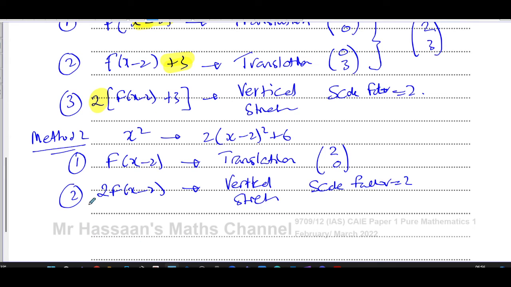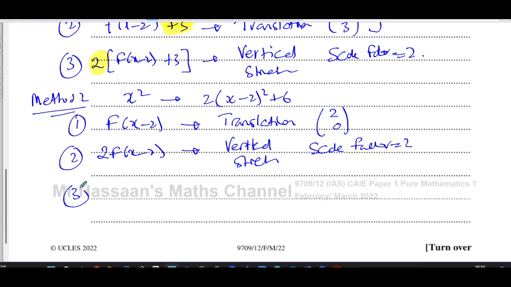And then finally, the third thing that we'll deal with is the 2f(x minus 2). This is plus 6, so this will be a translation. Now this is going to be in the y direction because it's outside the function, a translation of 0 horizontally and 6 up. So it'll be (0, 6). That will be the translation. So first of all, we dealt with the inside of the function, x minus 2. Second, we dealt with the 2 times f(x minus 2). And then we dealt with the translation 6 units upwards.